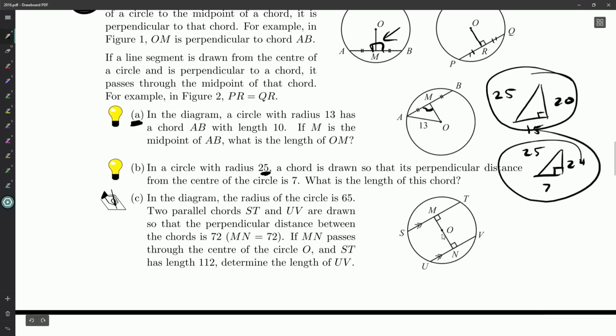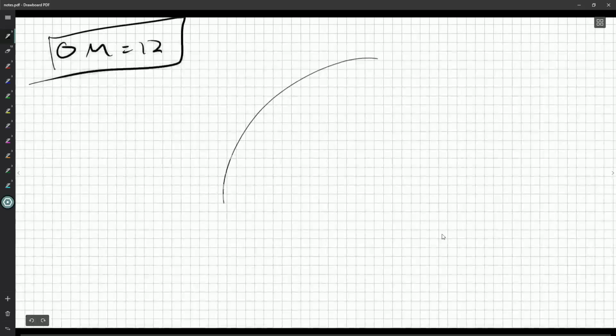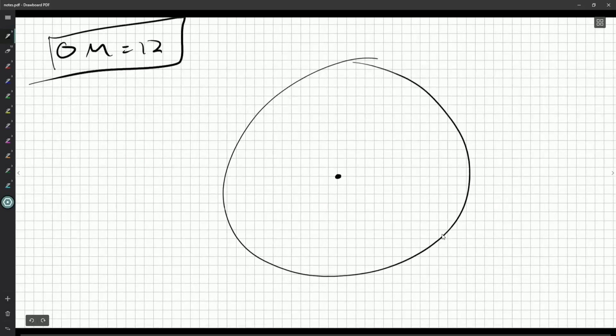Because already, just by reading radius 25 and knowing that I used a right angle in the last question, my mind starts conjuring up ideas of, okay, what triangles might we be using? But let's continue on. In a circle of radius 25, a chord is drawn so that its perpendicular distance from the center of the circle is 7. So we're going to be using this one. What is the length of this chord? Okay, let's draw the picture of what they're talking about. So we'll say O here, and we've got a chord so that its perpendicular distance is 7.